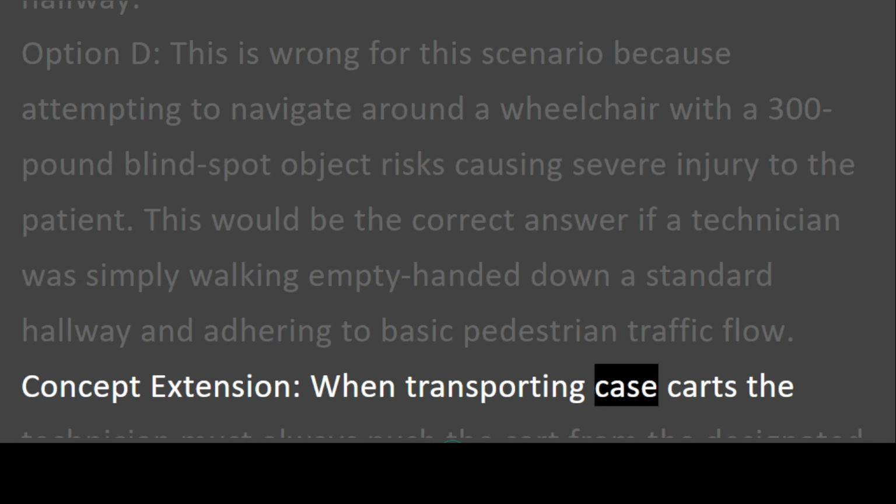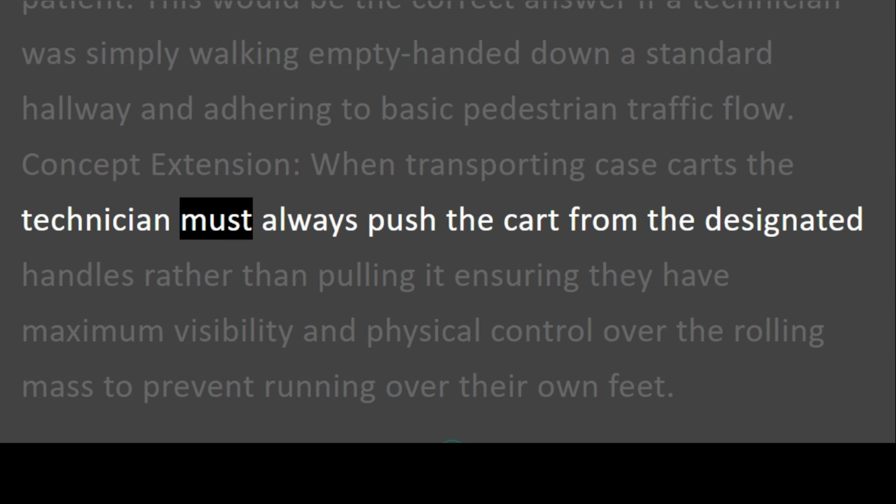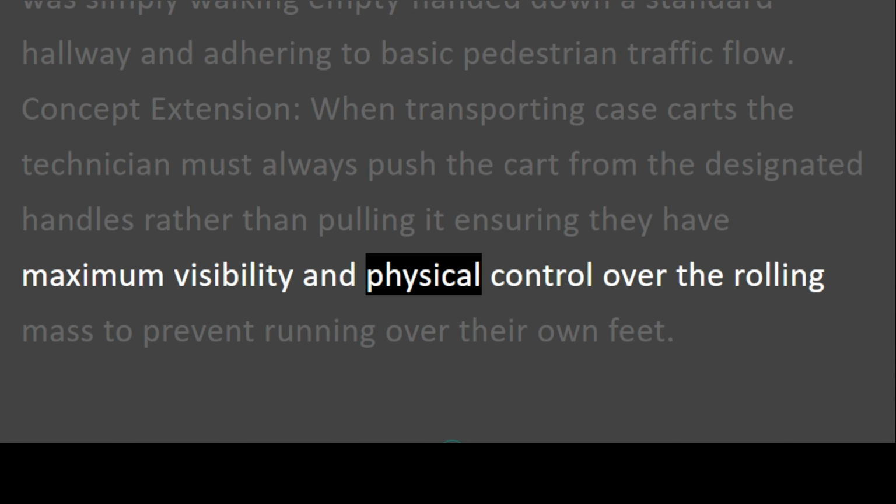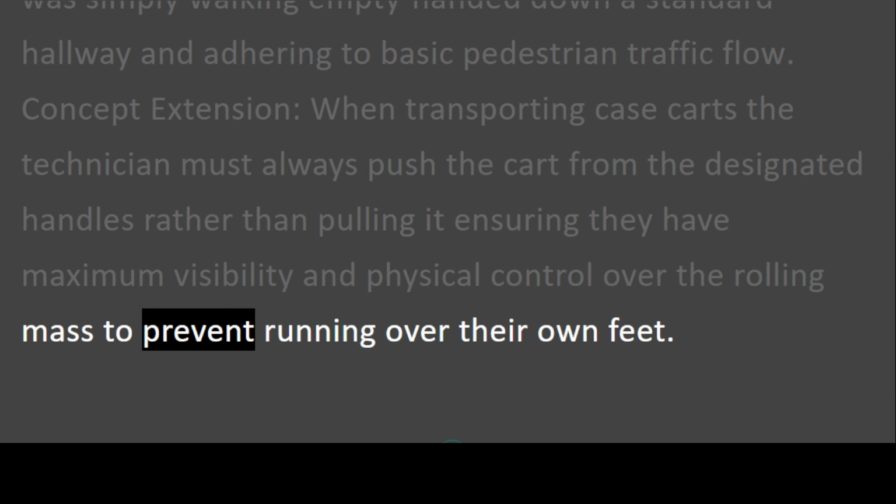When transporting case carts, the technician must always push the cart from the designated handles rather than pulling it, ensuring they have maximum visibility and physical control over the rolling mass to prevent running over their own feet.